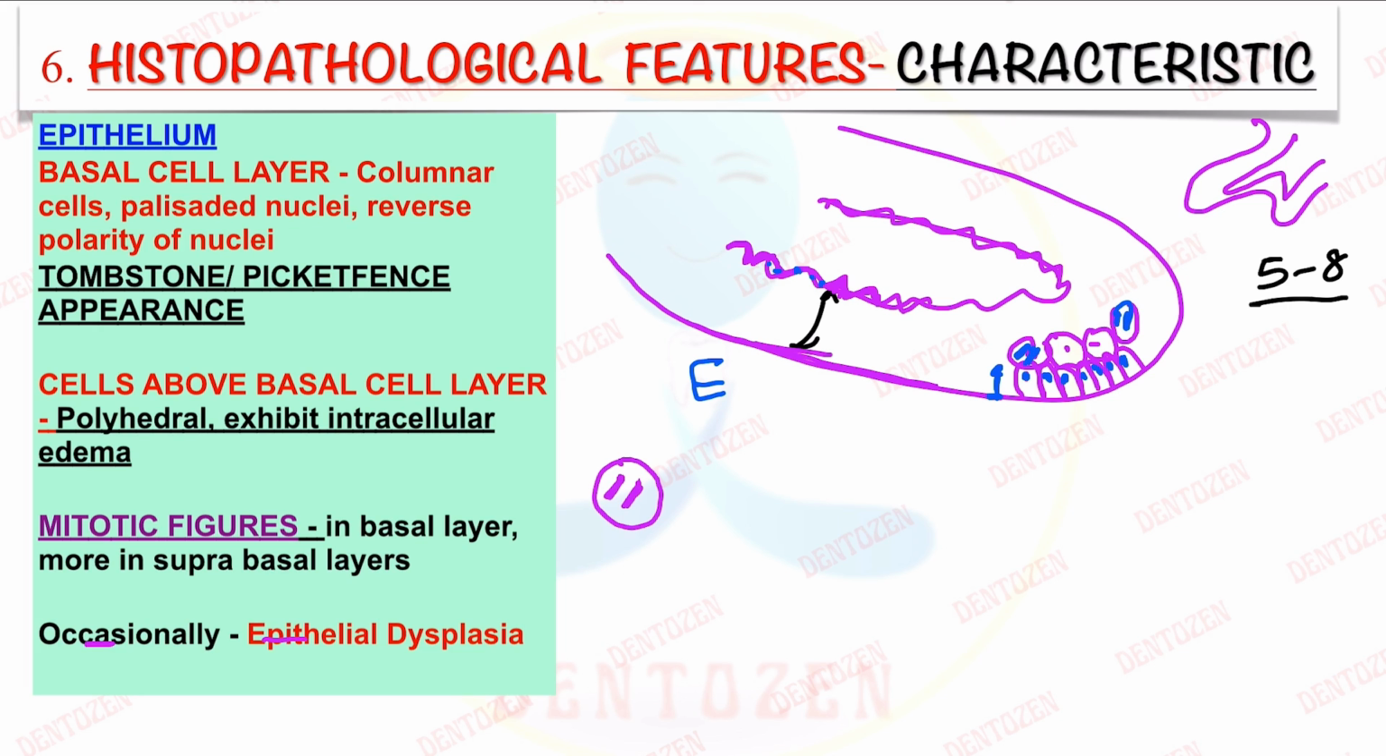Now epithelial dysplasia, that means this epithelium can show dysplastic features, changes in the cells. If that is observed, it can be an indication that it is undergoing malignant transformation. So does that mean the epithelium of OKC has potential for malignant transformation? Yes, it can change into squamous cell carcinoma. To know more about epithelial dysplasia, tap on the I button above for the video on epithelial dysplasia.